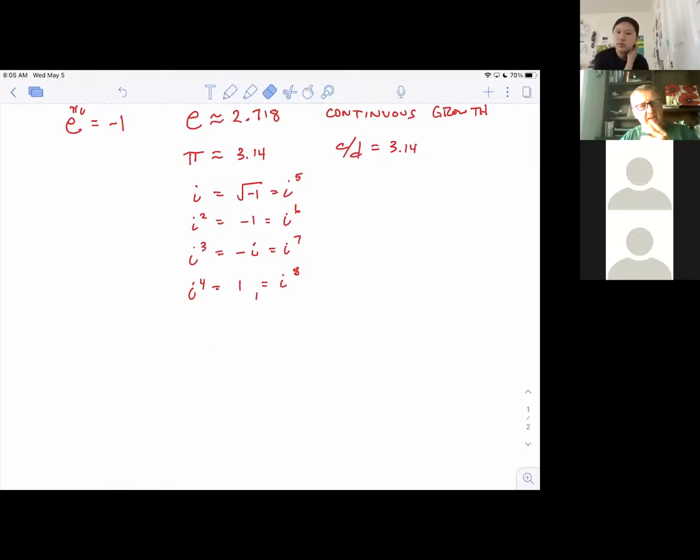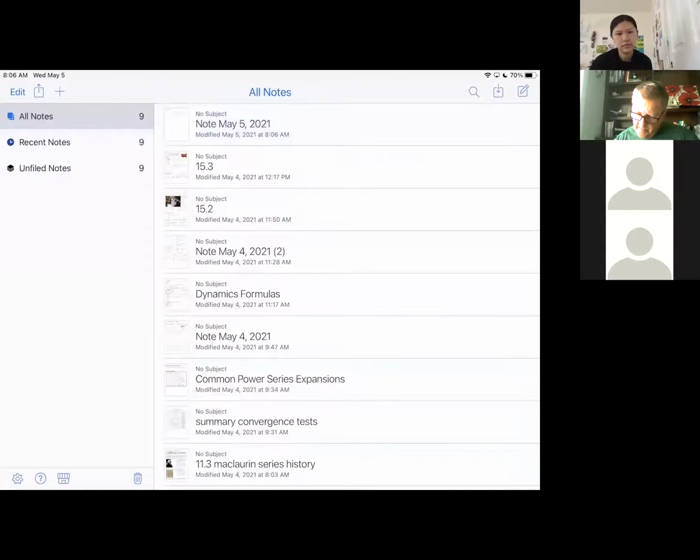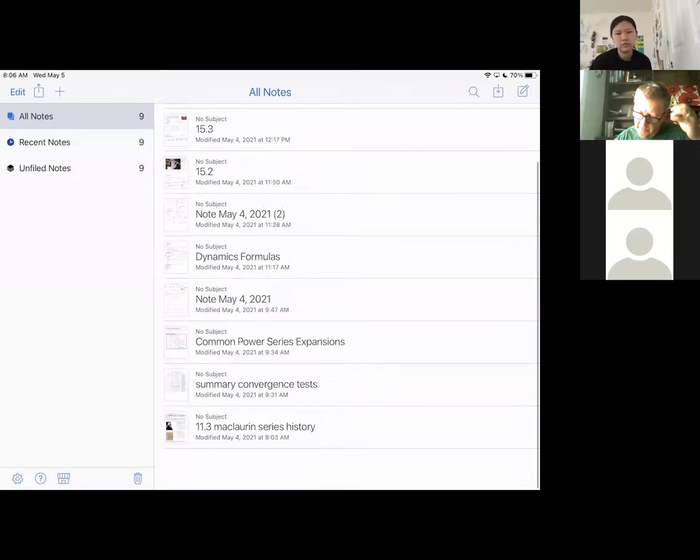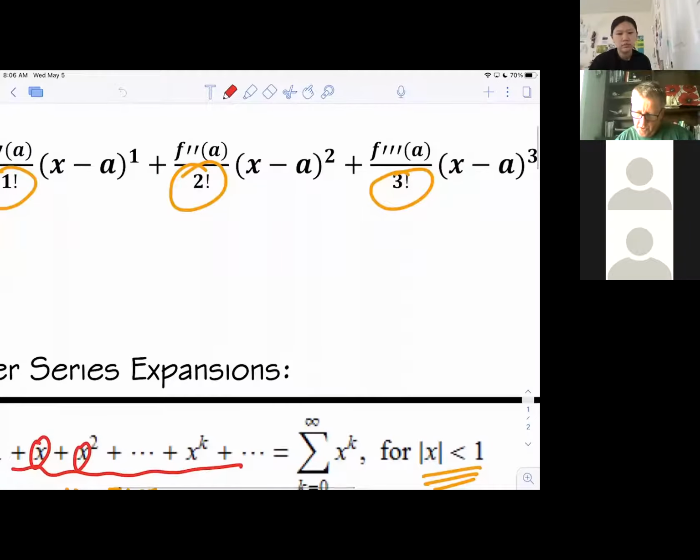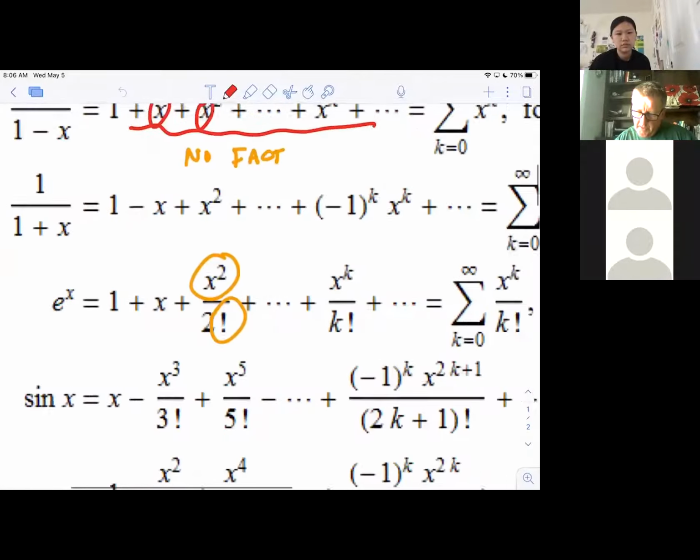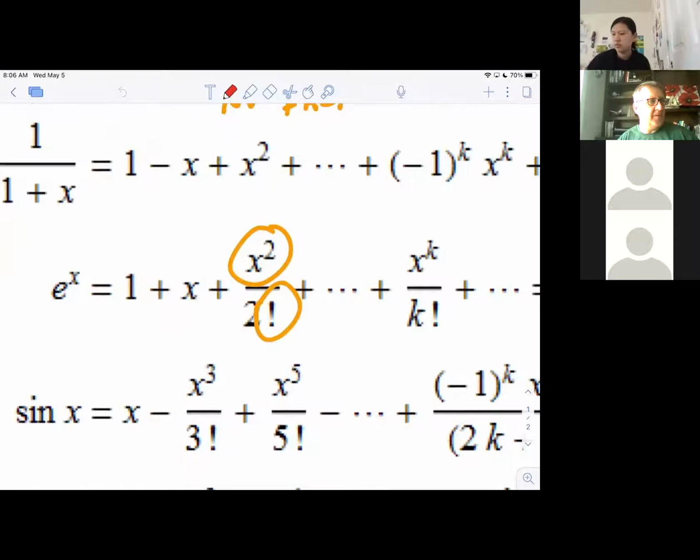What I'd like you to do, because this is also a good review for the test, is remember e to the x. If I look on my note sheet, maybe you have this one memorized now. Let's see, which one is it? Common power series expansions. Look at good old e. What does e to the x expand to? It expands to 1 plus x plus x squared over 2 factorial and so on. If you have this sheet, pull it up because we're going to need it for a couple of things here in a minute, because you're going to have to recognize something.